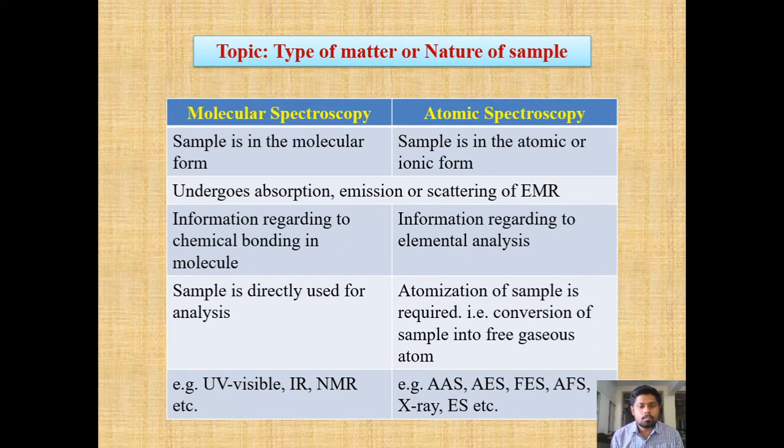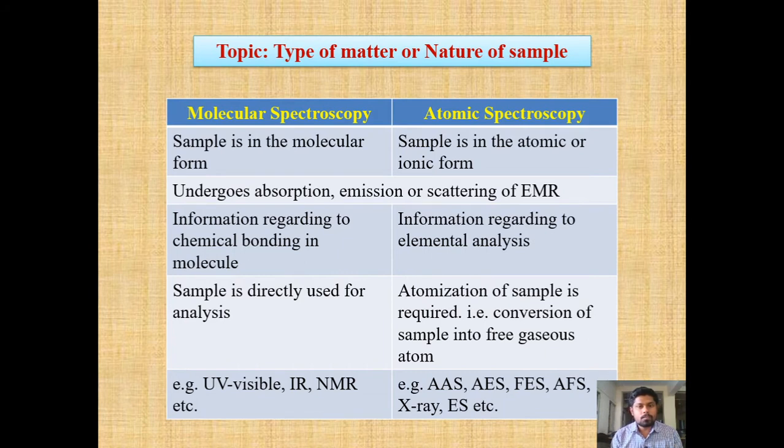NMR is nuclear magnetic resonance. The basic difference between AAS, AES and FES: when EMR is incident on the sample, if you study how much radiation is absorbed by the sample, then it is called atomic absorption spectroscopy. But if you study how much radiation is emitted after absorption of the radiation, then the technique is called atomic emission as well as flame emission spectroscopy.